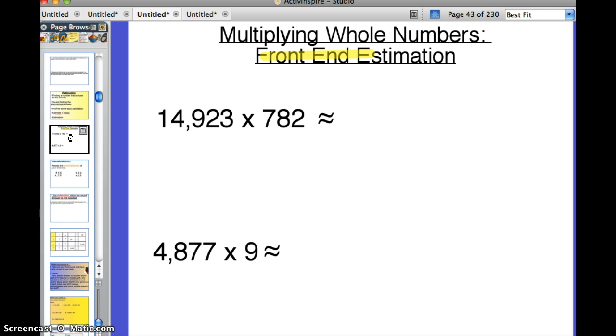So if you look at this, 14,923 groups of 782. In this context, we're going to find an estimate, and that's what this symbol means. This symbol means approximately or about. We want to get in the ballpark of the answer. And the way we can do that is by using rounding. So I hope you guys remember how to round.